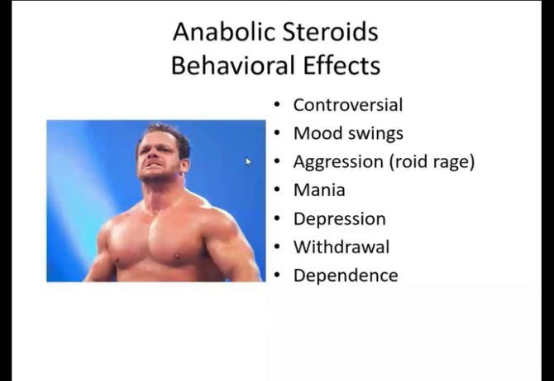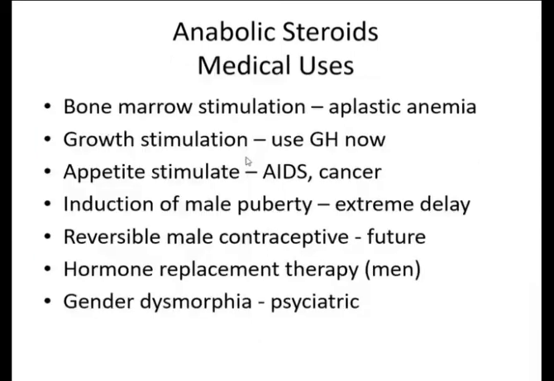Medical uses of anabolic steroids are bone marrow stimulation. In aplastic anemia, we give them for stimulation of bone marrow. Then growth stimulation: previously it was used for growth stimulation, but nowadays we are using growth hormone as well. Appetite stimulation for AIDS and cancer patients, induction of male puberty in delayed cases, reversal of male contraceptives, maybe in the future, hormone replacement therapy for men, and gender dysmorphia, psychiatric.